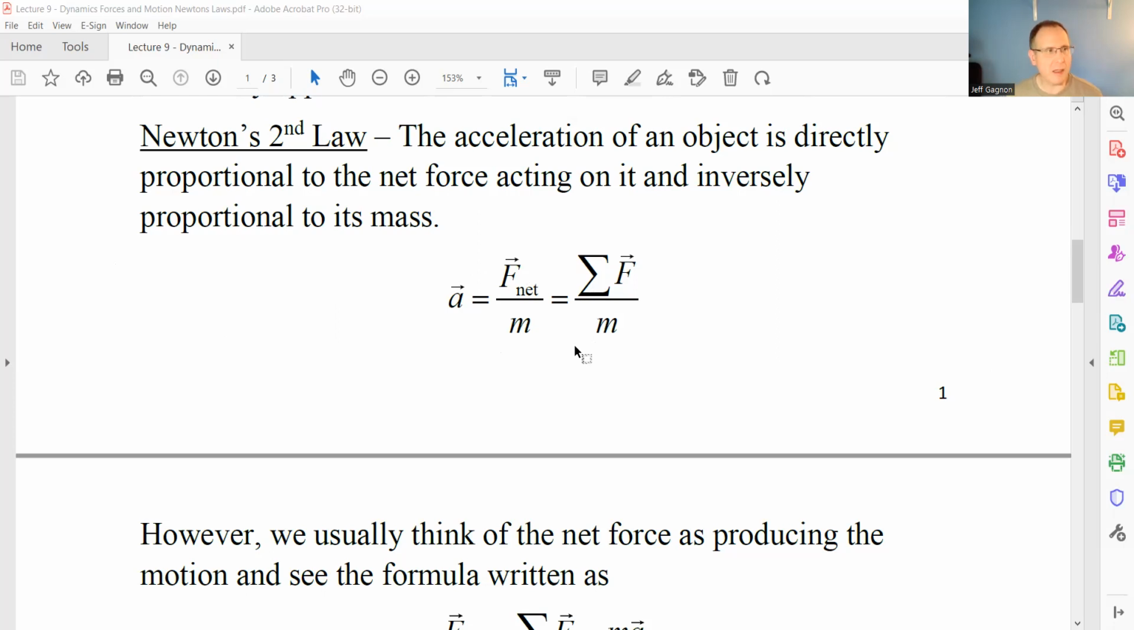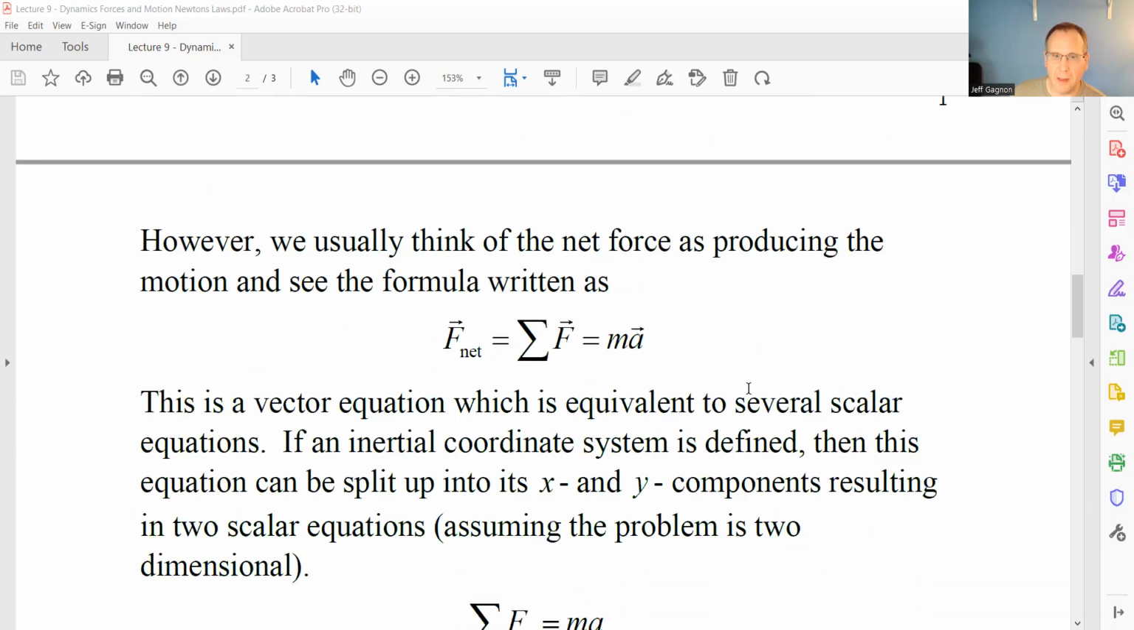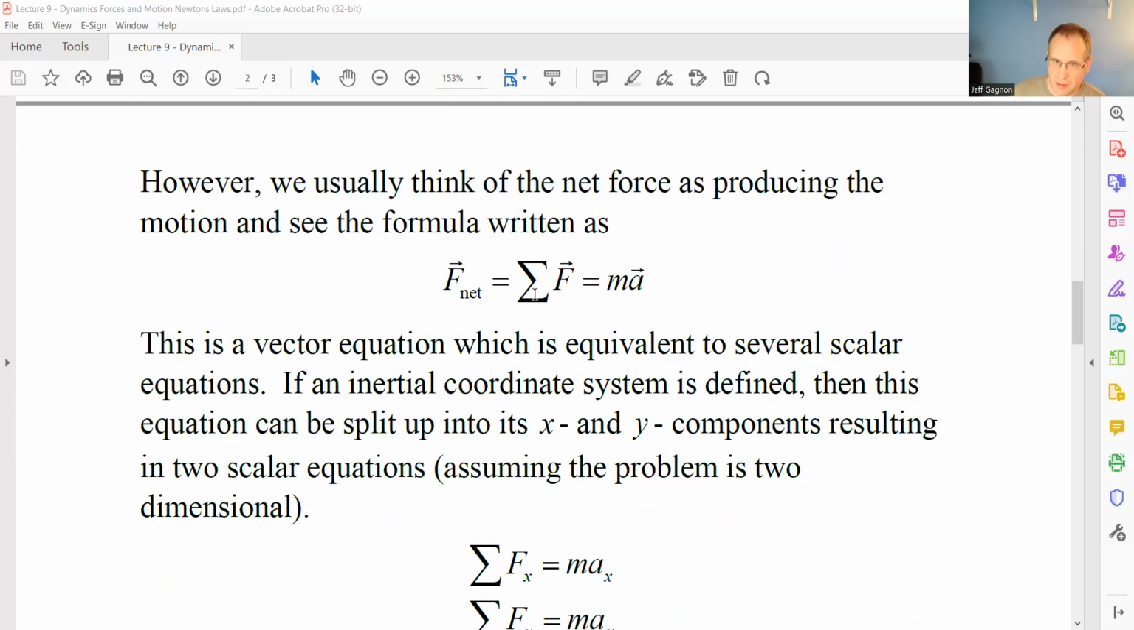However, usually we think of the force as the cause of the acceleration, right? The cause of the motion, producing the acceleration. So typically we rearrange this equation and we write it like this. We write the net force, which is the same as the sum of the forces, is equal to ma. And you may have heard of this before, right? You've heard of F equals ma. That F really means the net force, right? Or the sum of the forces.